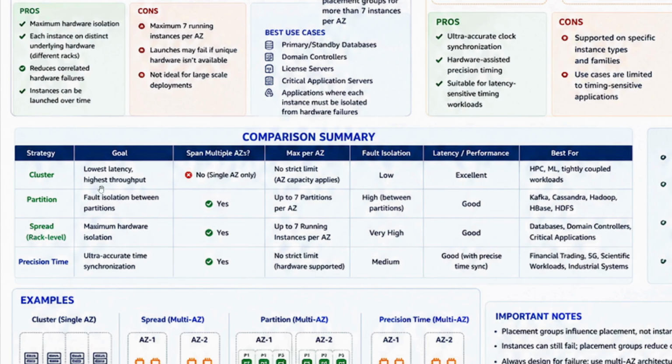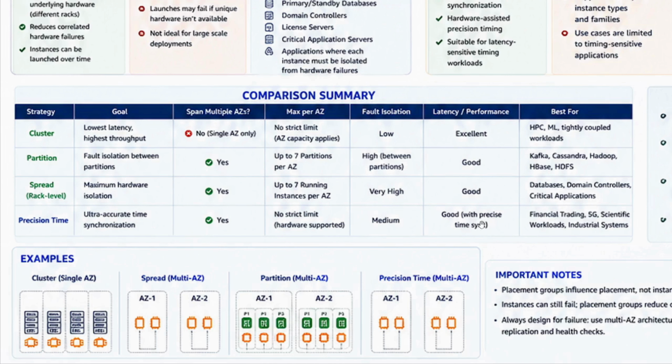We have cluster for low latency, highest throughput that we have checked. Single AZ, just keep that in mind. And partition is fault isolation between partitions. You can have up to 7 partitions per AZ, keep that in mind. Spread is up to 7 running instances per AZ. So this is for hardware isolation, and this is the fault isolation between partitions. And precision timing is for ultra accurate time synchronization. It is specifically for time sync.